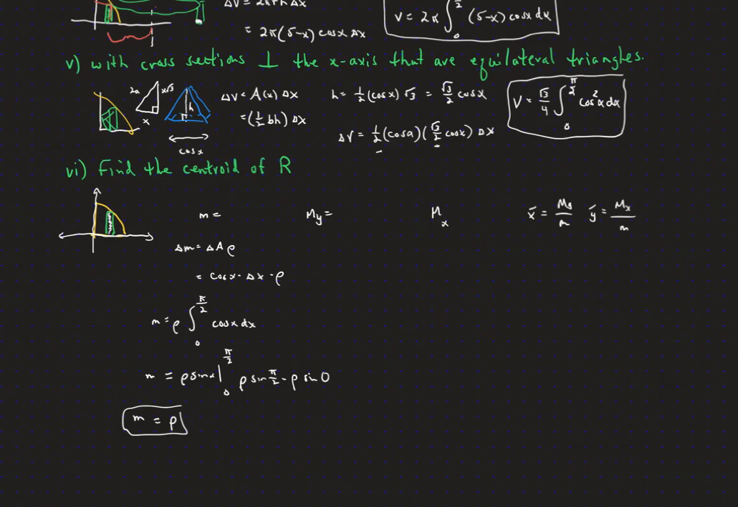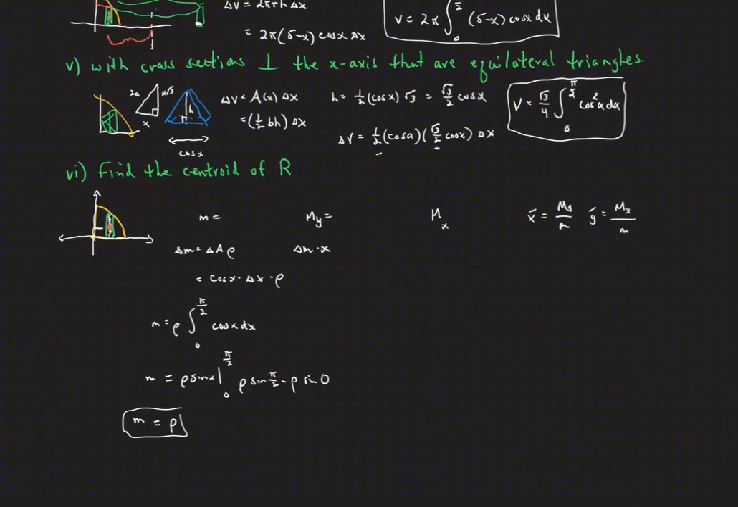Okay, the moment about the y-axis. We're going to take the delta mass times that distance. For the distance to that rectangle, we're going to imagine that the mass of that rectangle is at a single point right in the middle of the rectangle, which we can think of as being a distance of x from the y-axis. And so that's one of those little masses, and we'll add all those up and it'll become an integral.